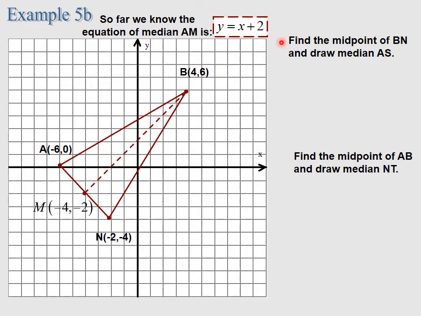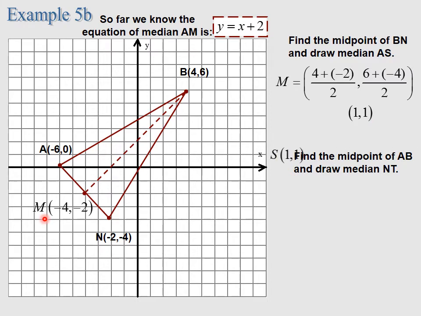So the midpoint of BN, so we're going to find the middle of B and N. So it's going to be somewhere in here, and we don't know exactly where it is at this point. So let's use our midpoint formula. So we have our x1 plus x2. So we have 4 plus our negative 2, and our 6 plus our negative 4, and we divide both by 2, and we come up with a coordinate point of 1, 1.